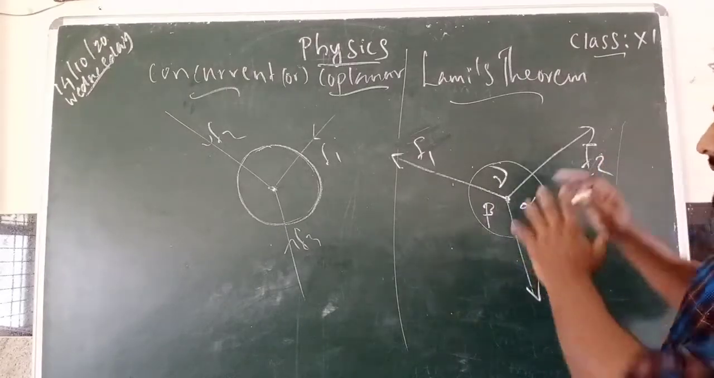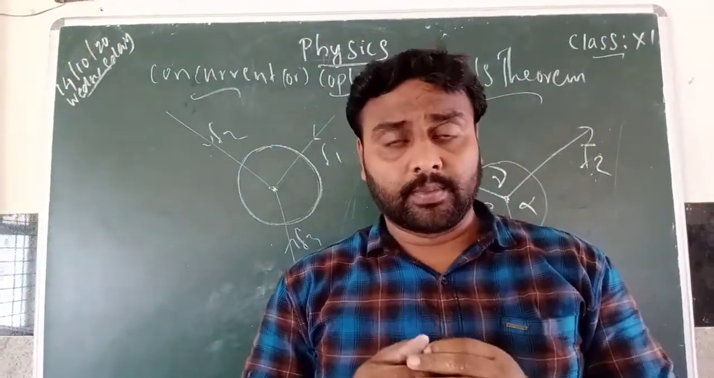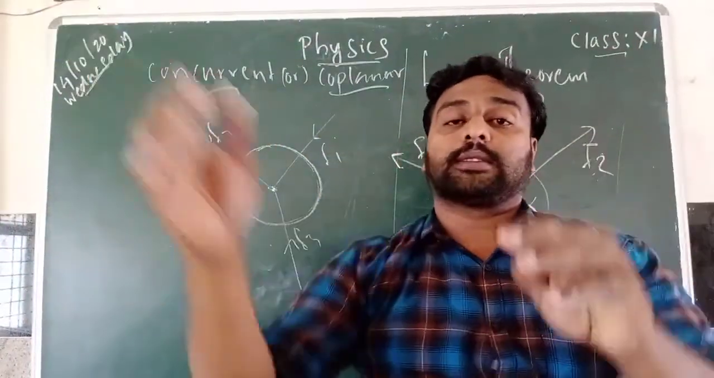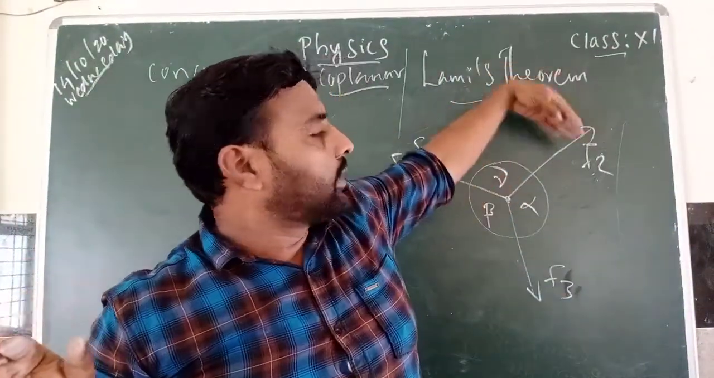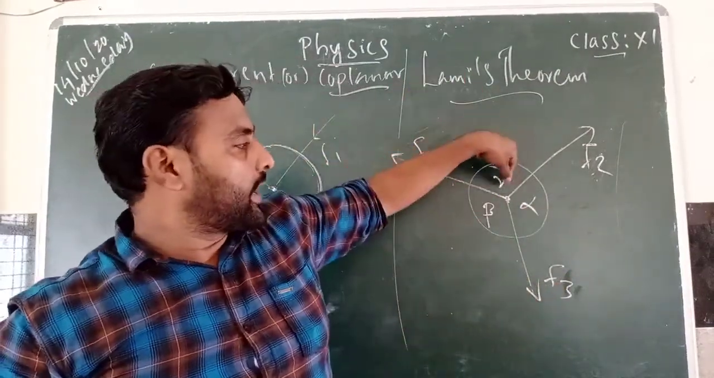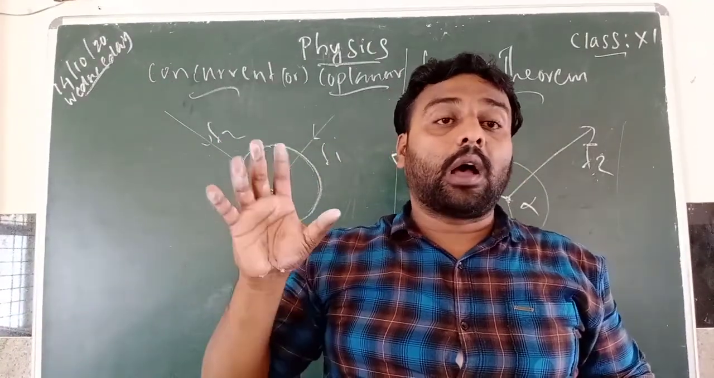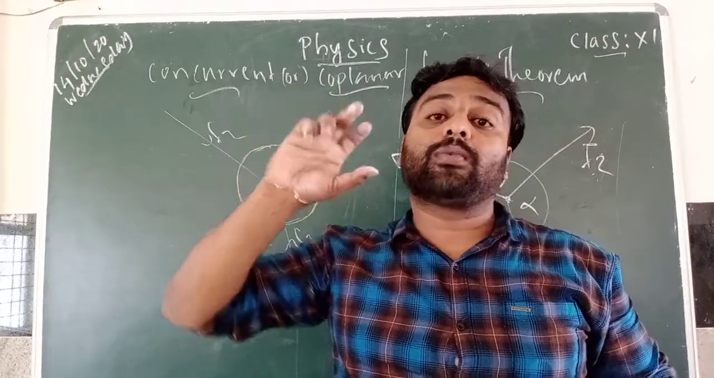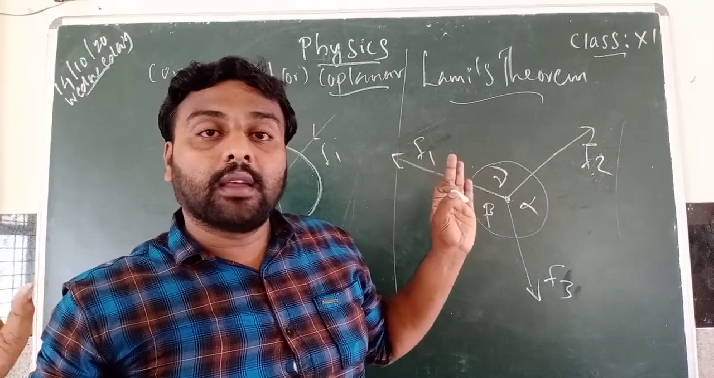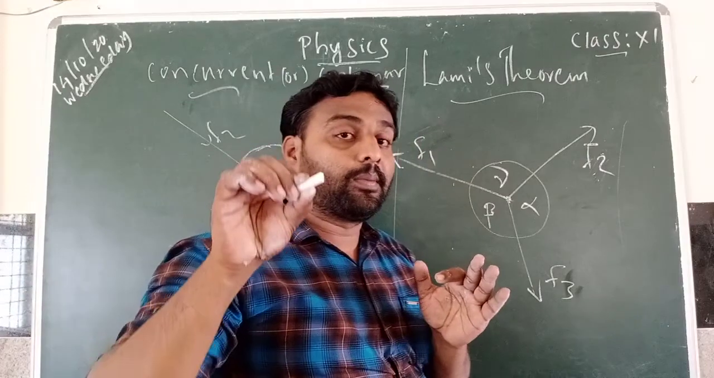So you see, this is a system. We can say the system is in equilibrium, with 3 forces acting on it: force 1, force 2, force 3, all acting at a point. Then how will we find the magnitude of each force? That is Lami's theorem. Lami is saying how to find the magnitude of each force, that is his theorem.